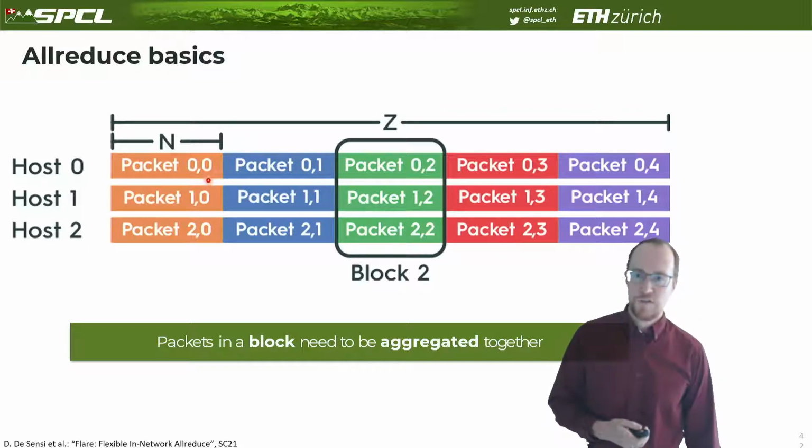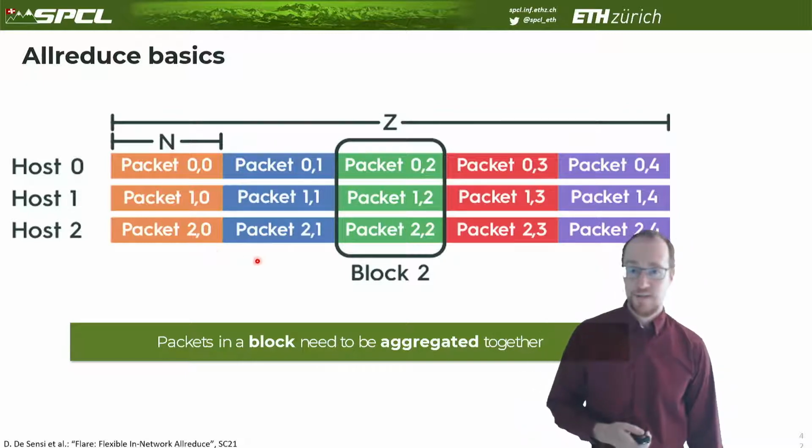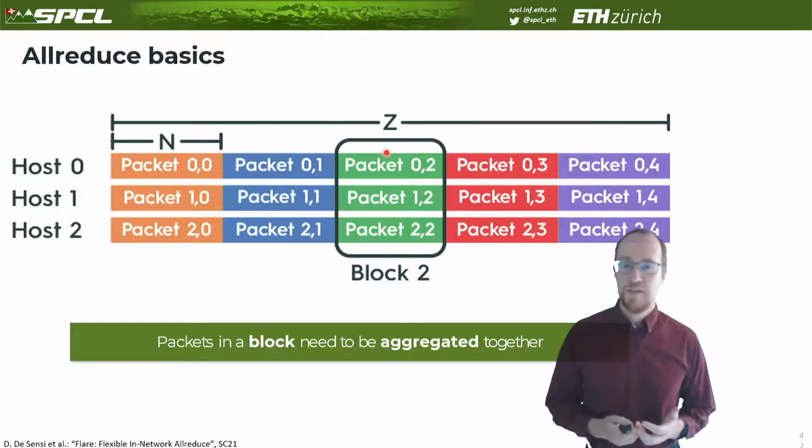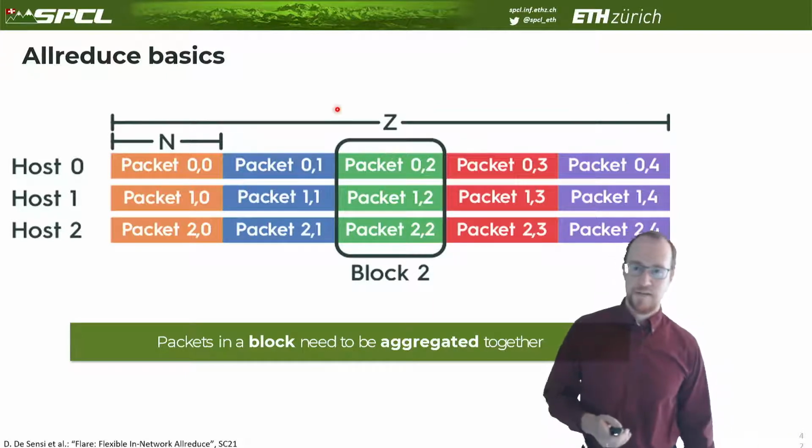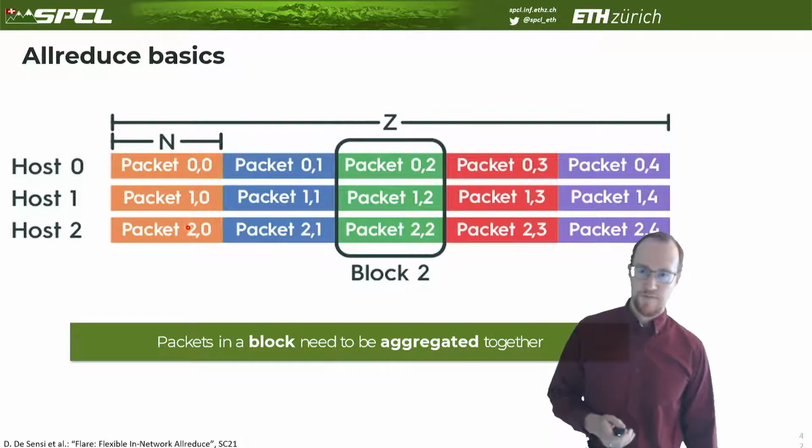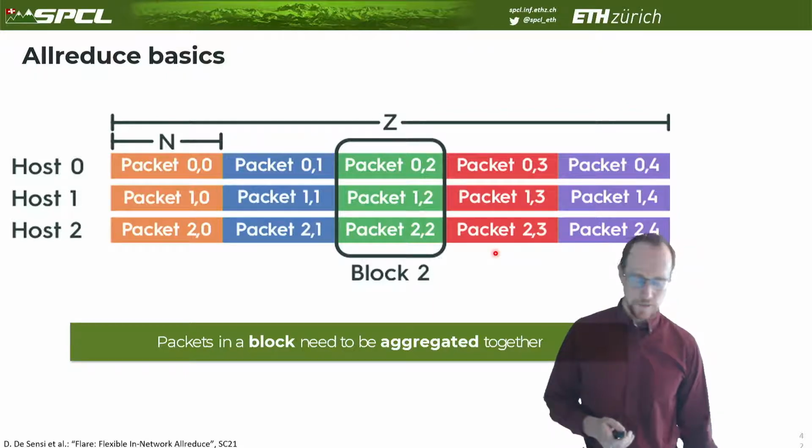And each of those packets can come from different hosts. So 0, 0 means packet 0 from host 0, 1, 0 means packet 0 from host 1, and 2, 0 means packet 0 from host 2. And of course, the reduction itself has to be done blockwise. So all of the equally colored packets have to be summed up to each other and not differently. So at the end, I will get 5 reduced packets out of the switch.